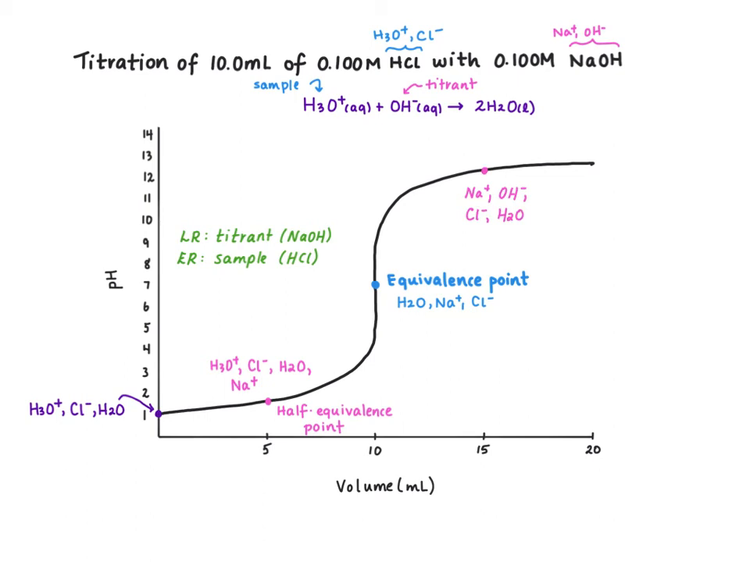So we have no more acid left after this point. So any hydroxide we add is just going to change the pH of our solution. So after our equivalence point, our limiting reagent is our sample, and our excess reagent is our titrant.